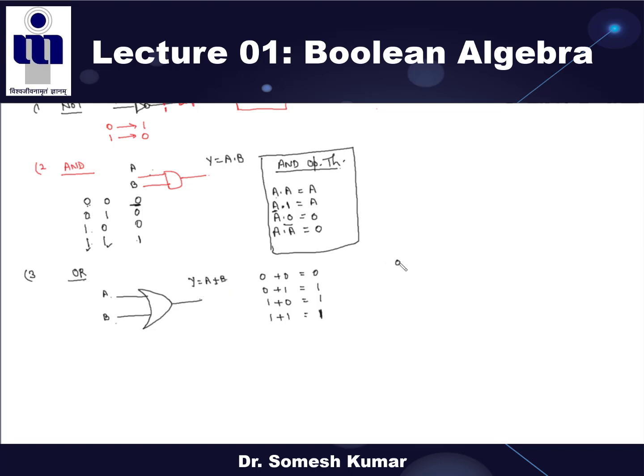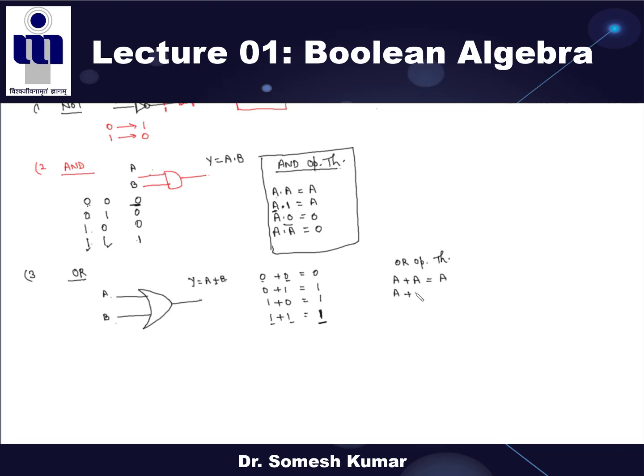Now OR operation theorem. What is the output in this case? A plus A. If both inputs are same, then output is also same. So A plus A is A.